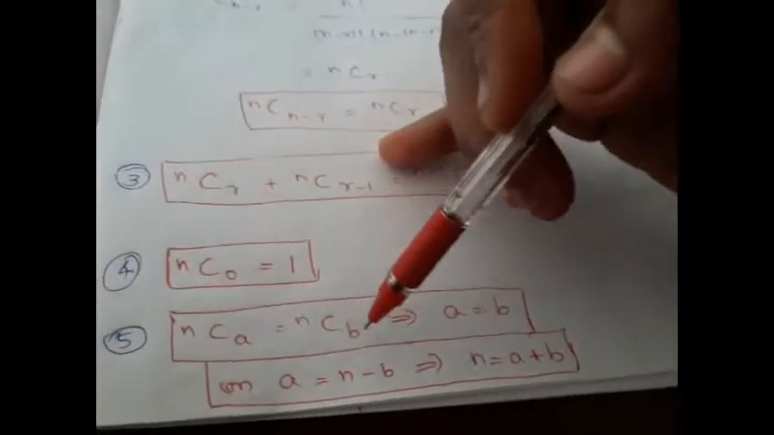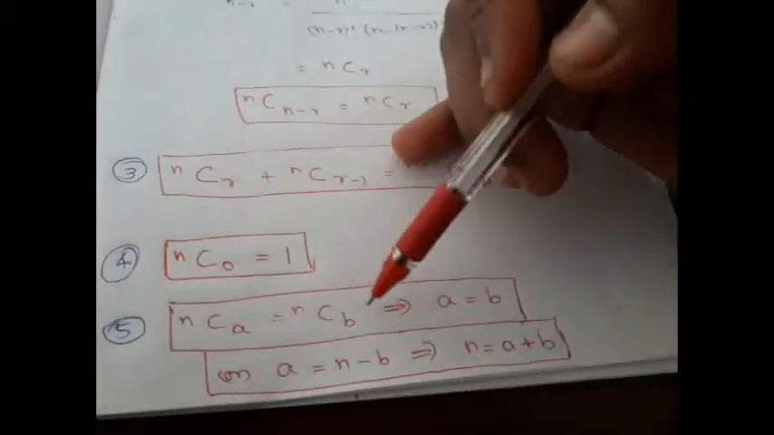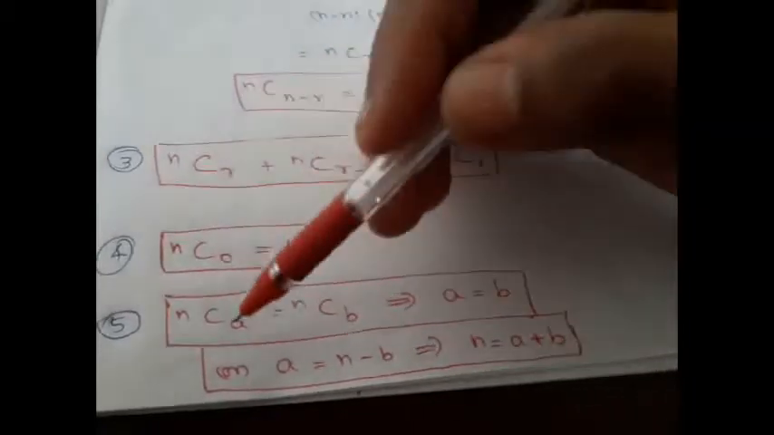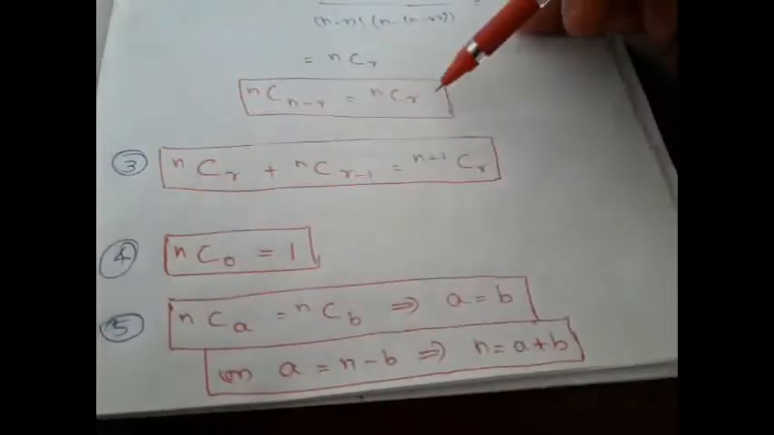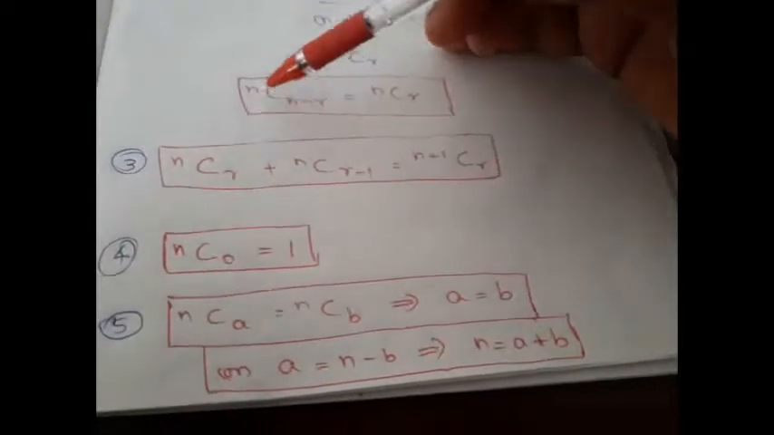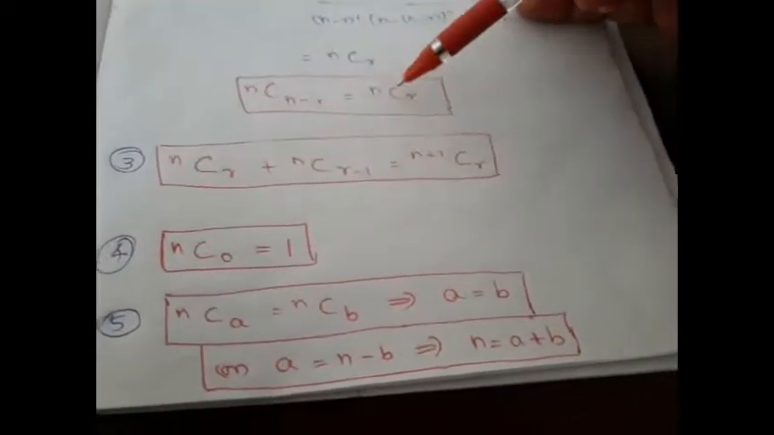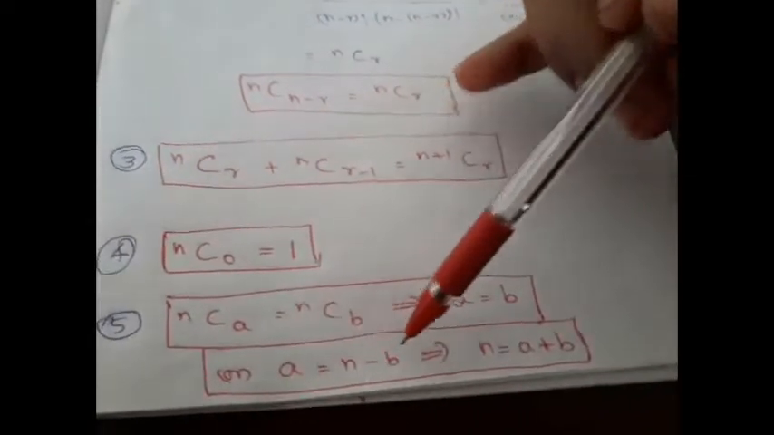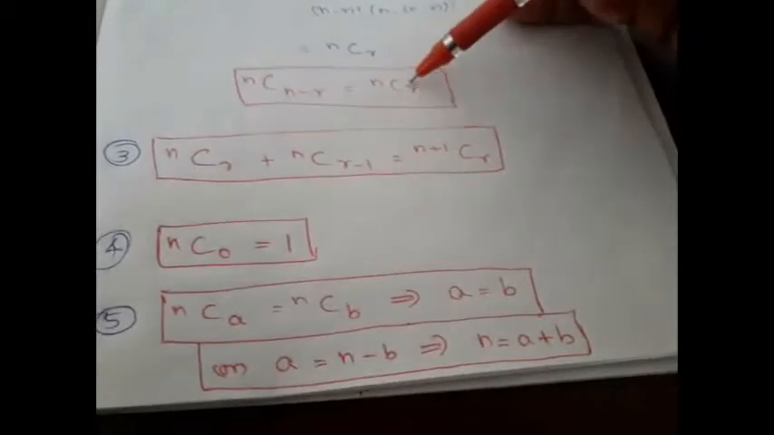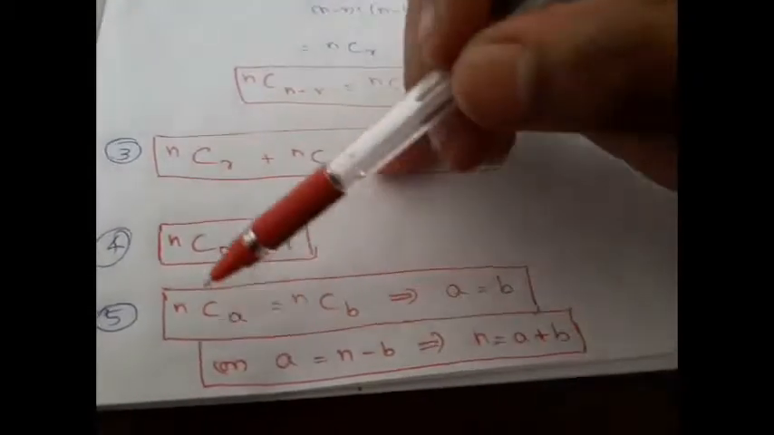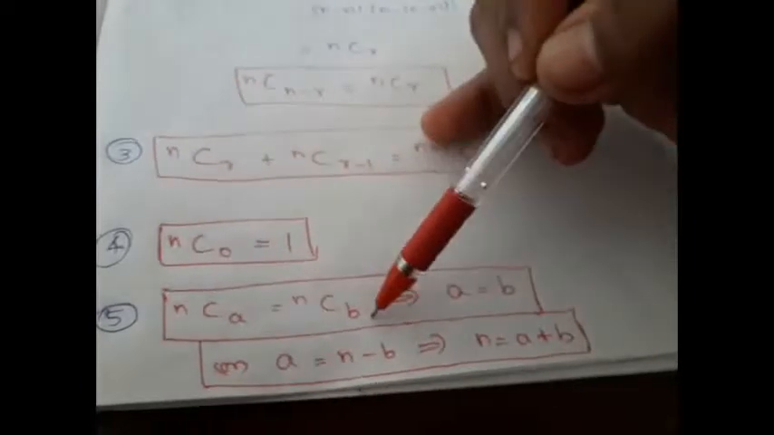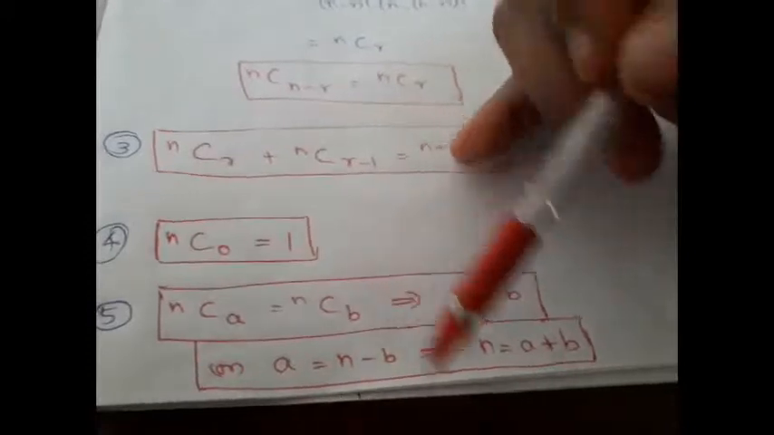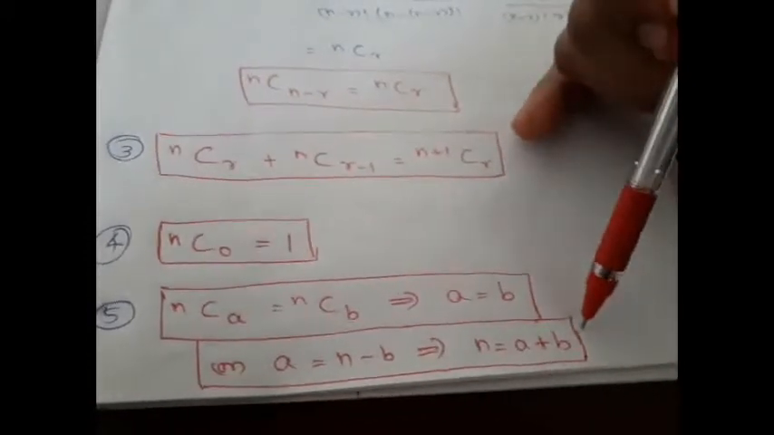nCa is equal to nCb. Then a equals b, or else a can be written as n minus b, from the result we know nC(n minus r) is equal to nCr. So a can be written as n minus b, and b can be written as n minus a. So this implies n is a plus b.